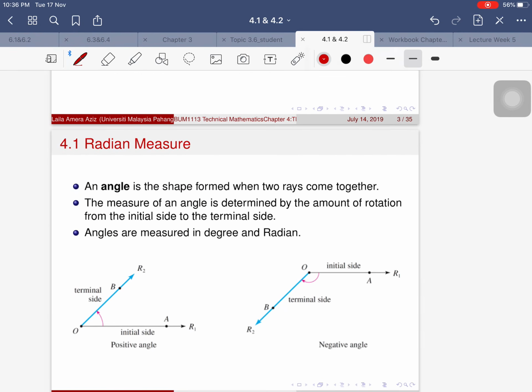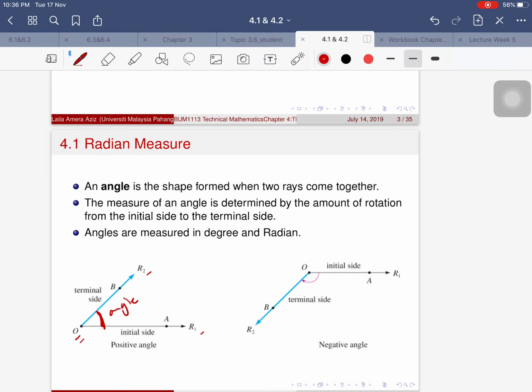Okay, first of all, we're going to discuss radian measure. So you know what an angle is. An angle is the shape formed when two rays come together. A ray is basically a line. So here I have two lines: O to R2, that's my first line, and from O to R1, that is the second line. The angle is the shape formed in between the two rays. So that is called the angle.